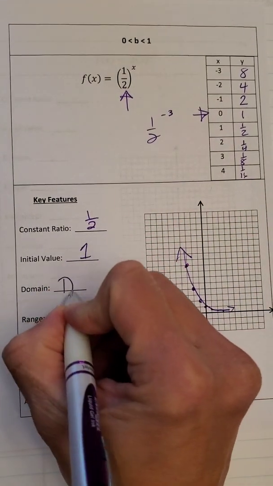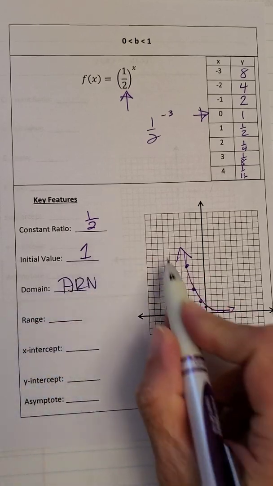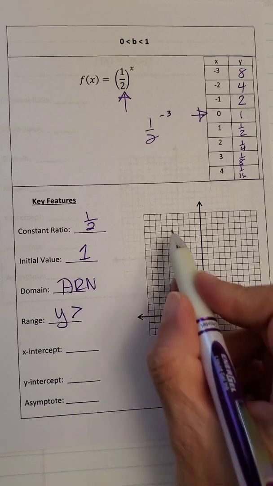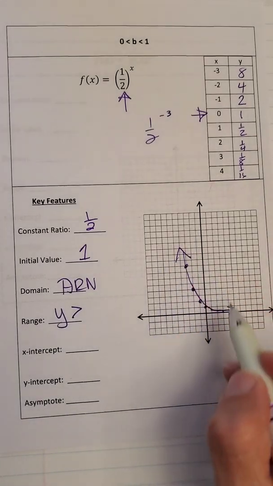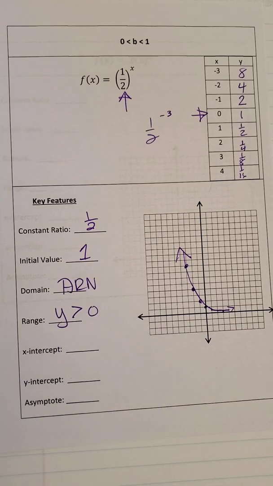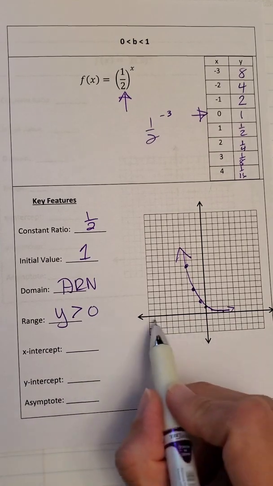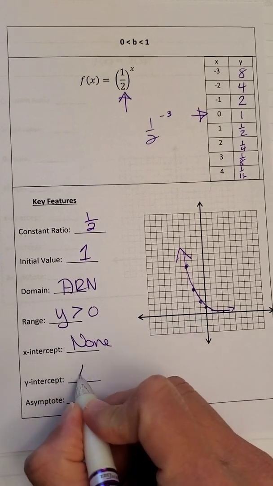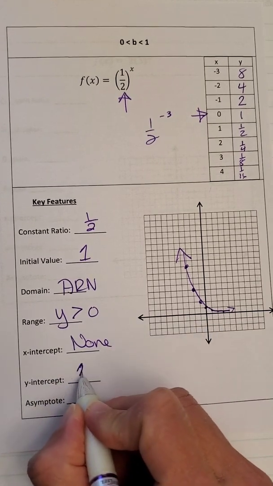The domain, again, is all real numbers because it goes left forever and right forever. The range is y is greater than, right? It's nothing down here. It's going up, whatever this line is, and that happens to be 0 in this one. What is the x-intercept? There aren't any. The y-intercept is 1. Let me make a prettier one.